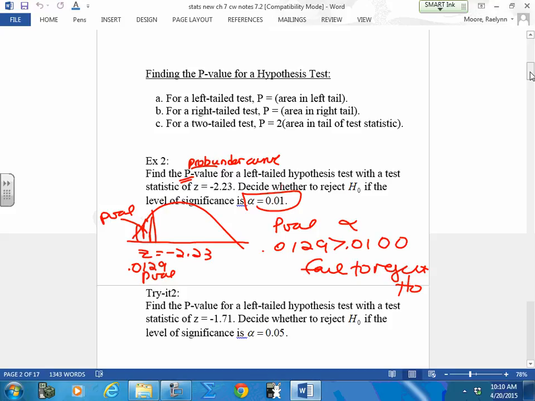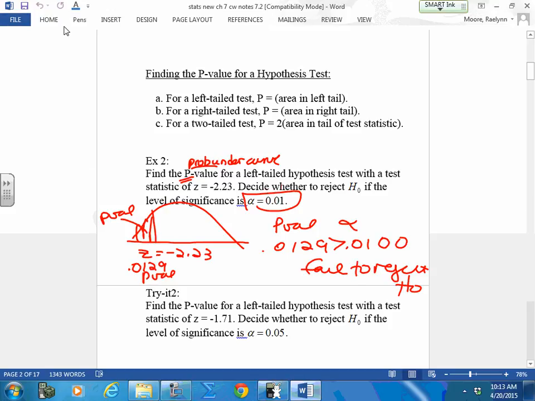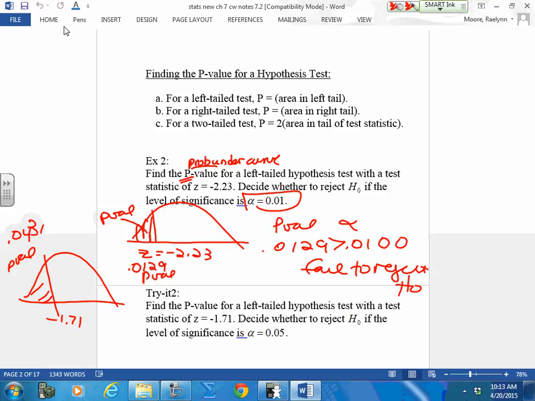So much easier now. Remember, you're taking this one step at a time. You have a left tail test. You have a test statistic of negative 1.71. What is your p-value? 0.0436. Okay, now we found your p-value.